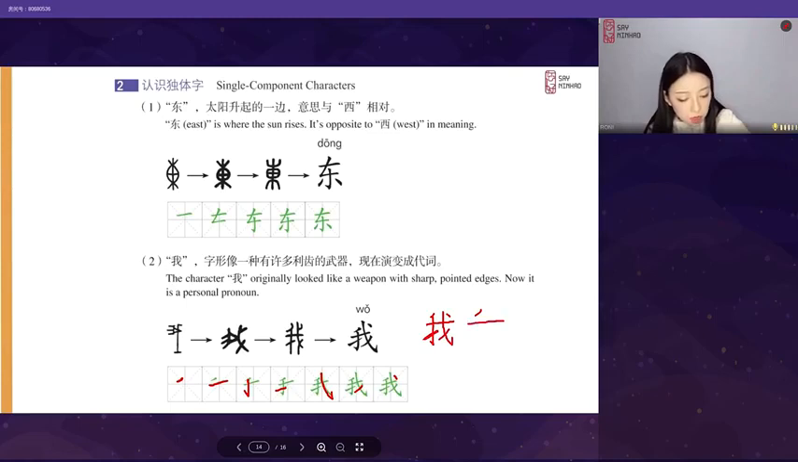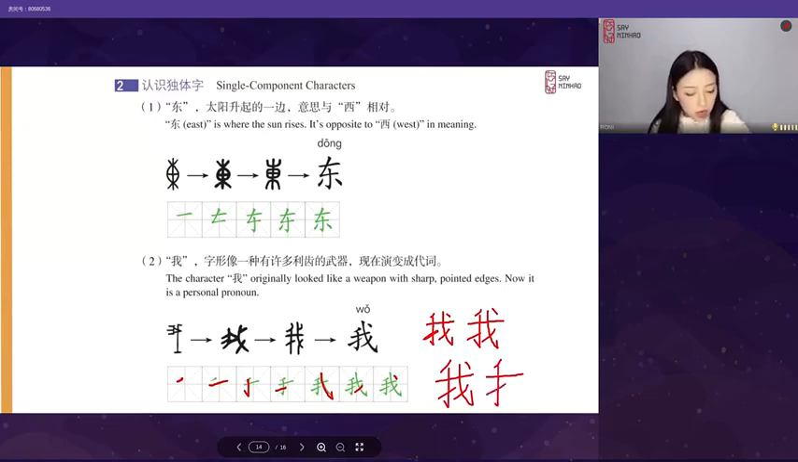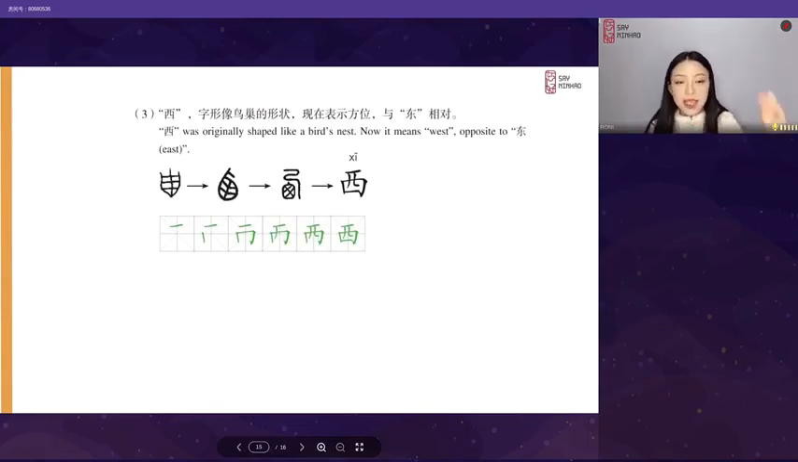Left falling, horizontal, vertical hook, a rising, and then a slanting hook, left falling, dot. Again, left falling, horizontal, vertical hook, rising, slanting hook, left falling dot. Okay, this is Wo, how to write Wo. Next one is Xi. Xi means west, opposite to Dong. Okay, it was shaped like a bird's nest at the ancient time, and now it looks like this.